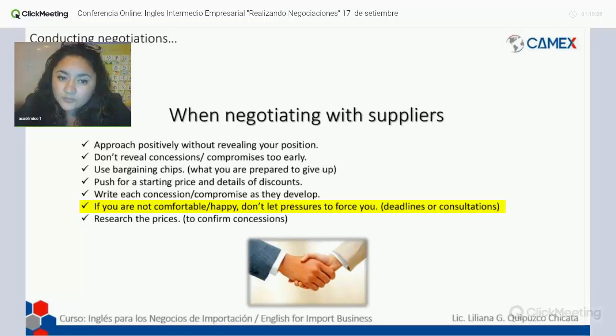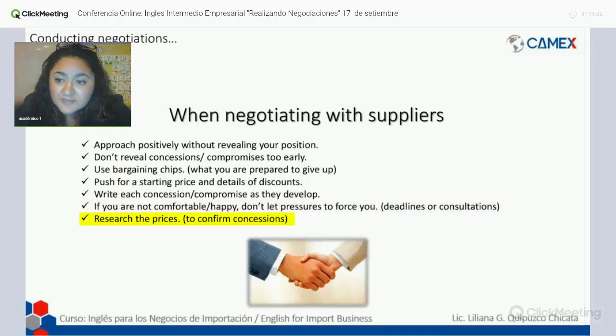Why? Because there are some suppliers that are going to tell you, hey, I'm able to sell you 100 pens for $90, but only if you tell me that you're going to buy from me right now. But maybe my sixth sense, mi sexto sentido, is telling me that it's not feeling nice. So if I'm not comfortable or happy, I just don't let these kinds of pressures, like deadlines or consultations, pressure me, because maybe I can find the product at a cheaper price, right? So don't let your supplier pressure you if you are not comfortable enough.